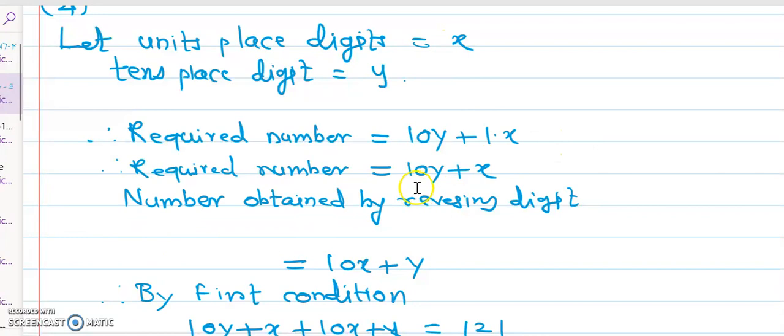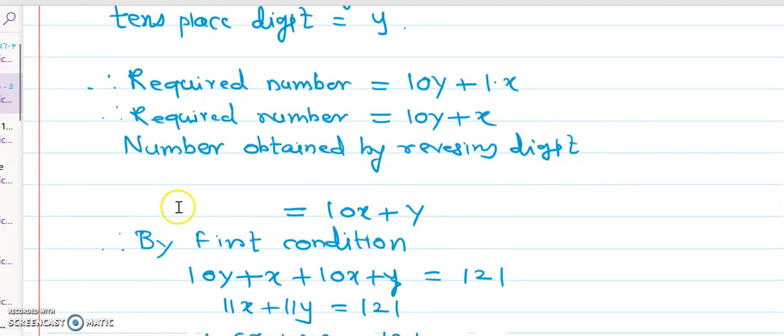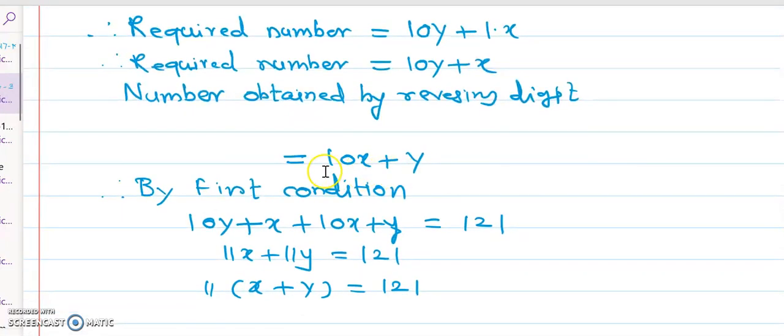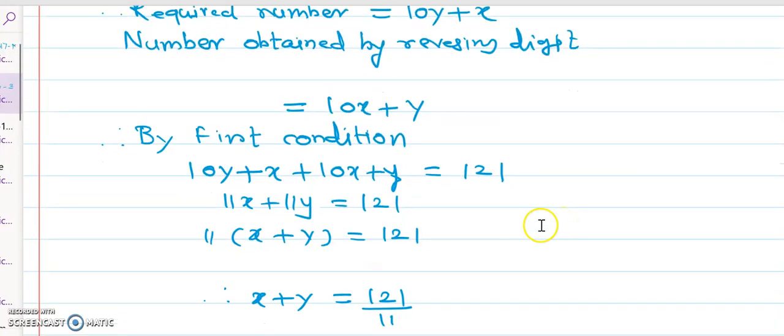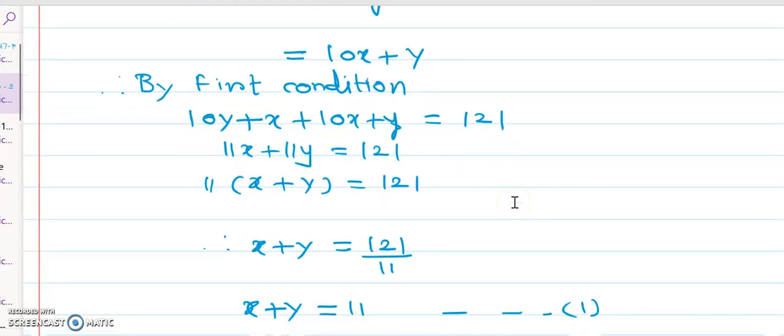Therefore the required number is 10y plus x. Now what is the given condition there? The number obtained by reversing the digits is 10x plus y. By the first condition, what is the sum of the number and the number obtained by reversing the digits? That is 10y plus x plus 10x plus y equals 121. Therefore 11x plus 11y equals 121.